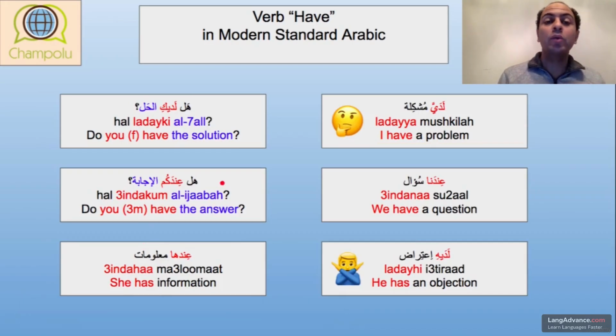And we can use it also to indicate some intangible or abstract things. Something like I have a problem. We can say لدي مشكلة, I have a problem. هل لديك الحل, do you have the solution? And here we're addressing a female singular.